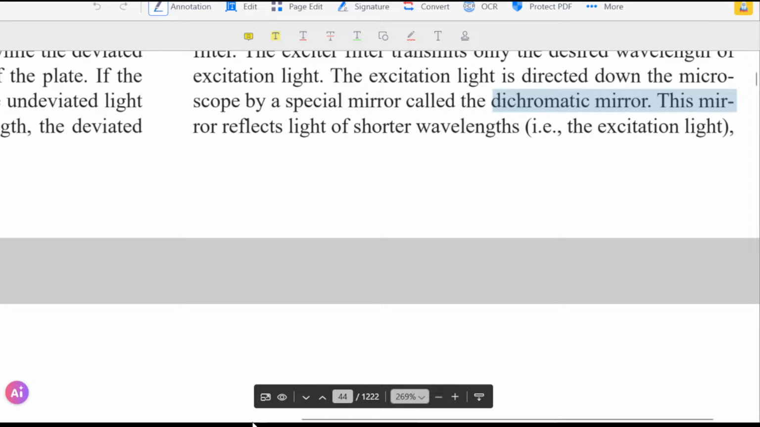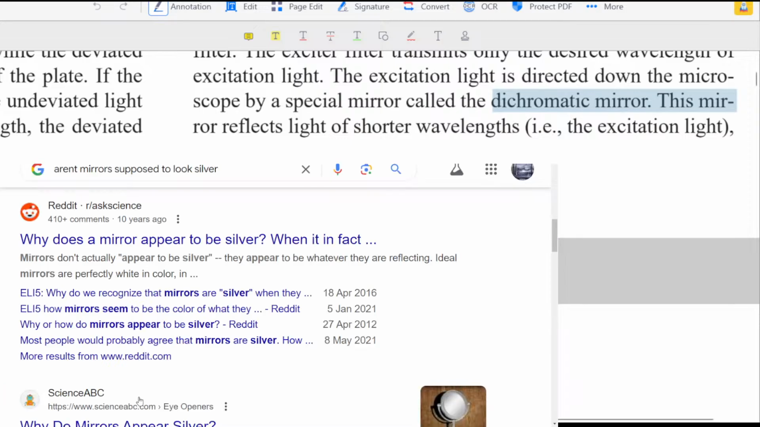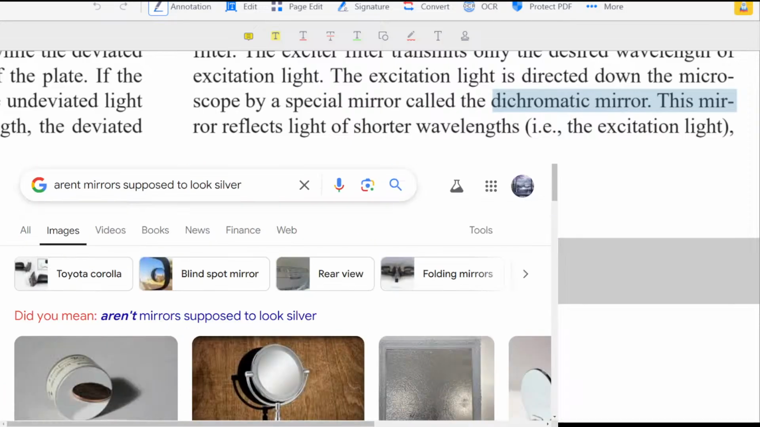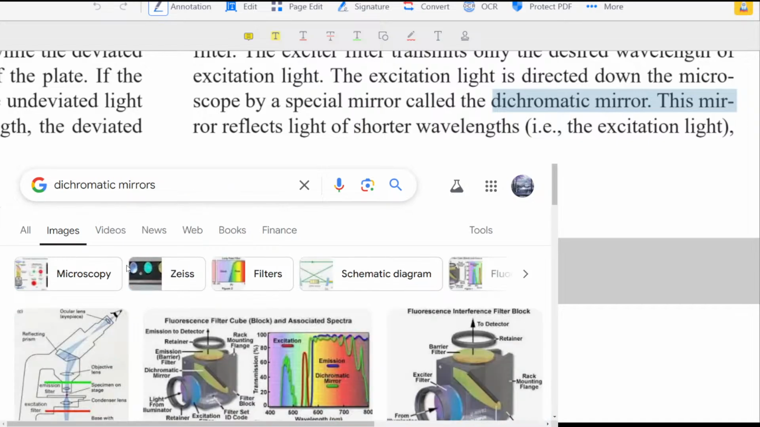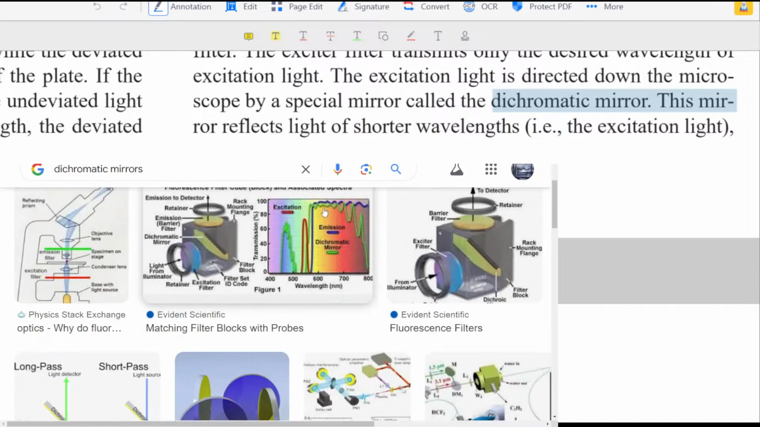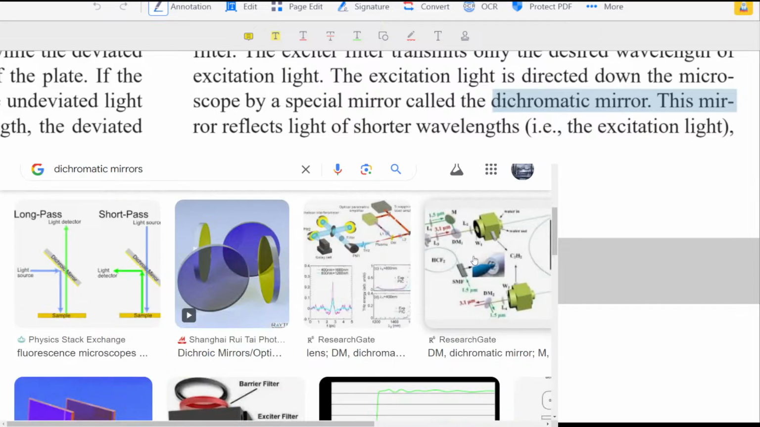But what if we look at this diagram? It didn't look like it was reflecting. It looked like it was refracting. Look at this. From where does this look like a mirror that is doing a reflection process? This looks like it is doing a refraction process.